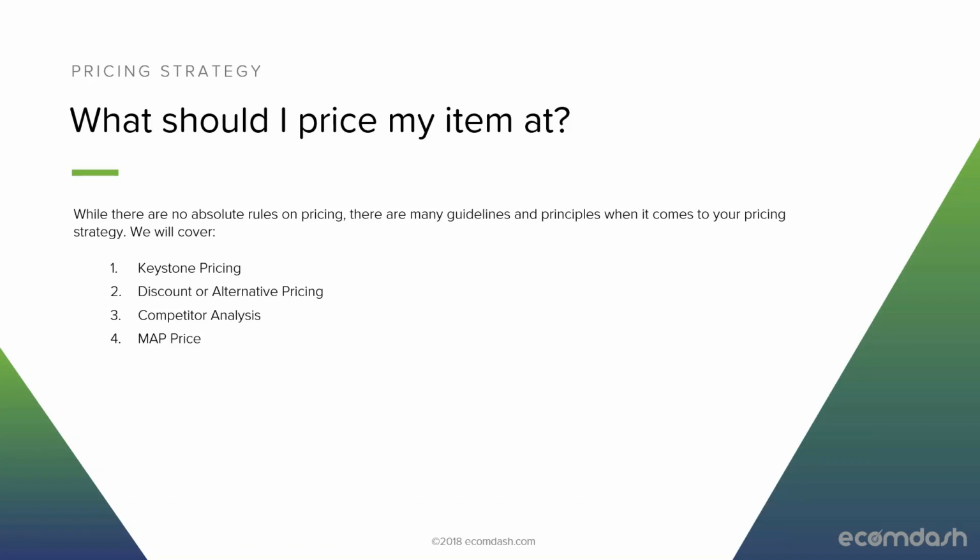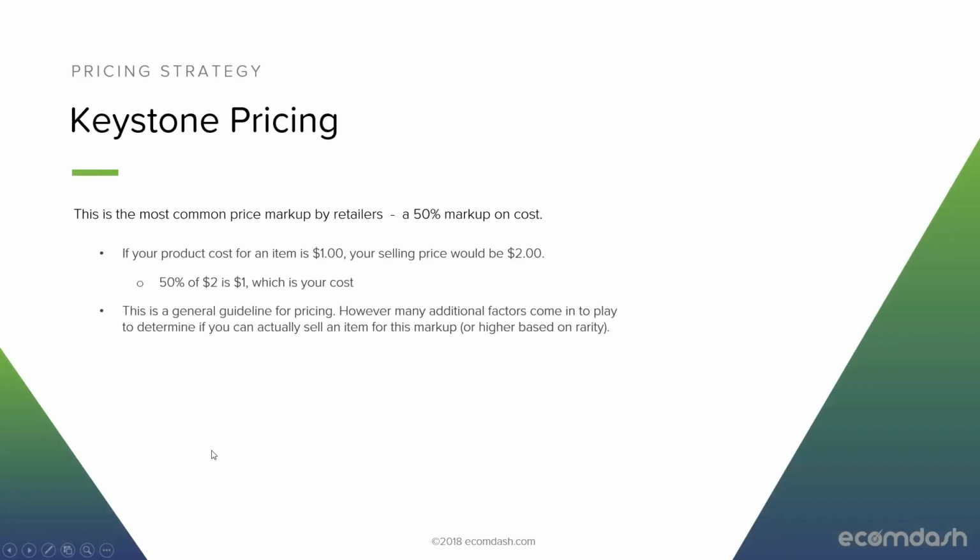We'll get started here with Keystone Pricing. Keystone Pricing is the most common, which is a 50% markup on cost. So if your cost for an item is $1, your selling price would be $2. What that's saying is that 50% of the final selling price should be your cost. So if it's $2 and you bought the item for $1, that's 50% of the $2. So this is a general guideline for pricing, and you're going to run into additional factors that sometimes may not make this method work.